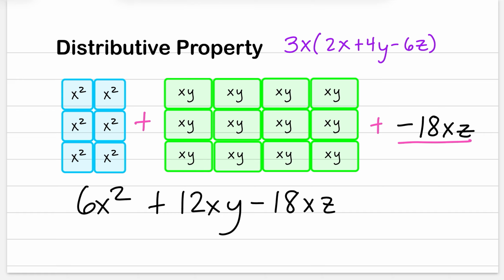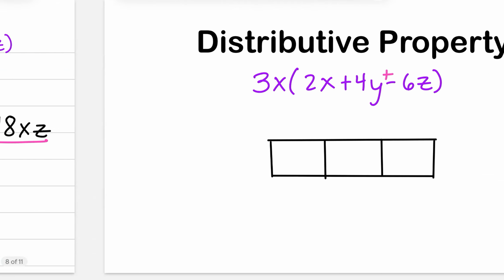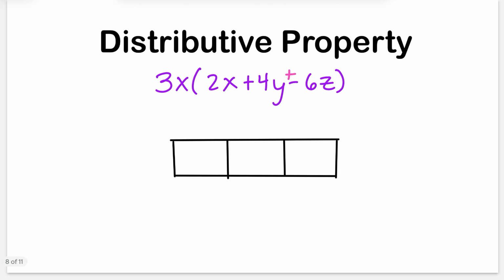Now let's look at the same problem using the array method. For the array method, I'm going to put the factor that's in front of the parentheses in front of the array. Then each term goes across the top. So the 2x goes above the first box, the 4y goes above the next box, and negative 6z goes above the third box. Then I'm just going to multiply them.